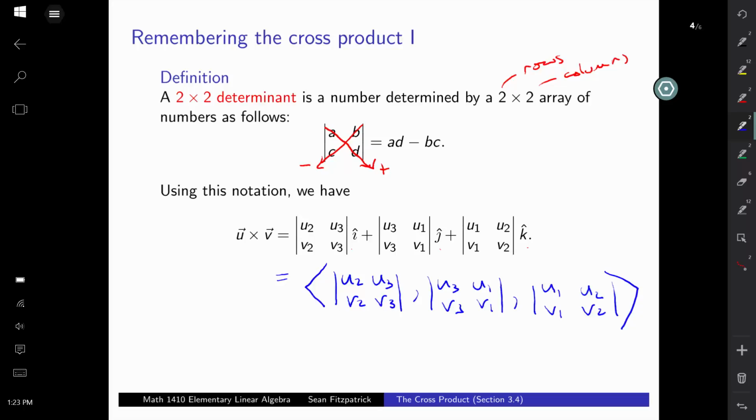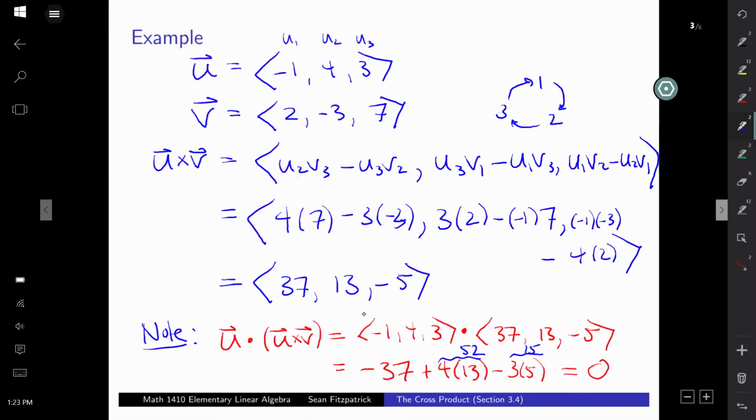There's still the matter of trying to remember which indices go where, 2, 3, 3, 1, 1, 2. So there's still some work to keep track of things there. But some people find it easier to remember these, as far as putting things in the right places. So if we went back to our previous example, what was our previous example? Minus 1, 4, 3.